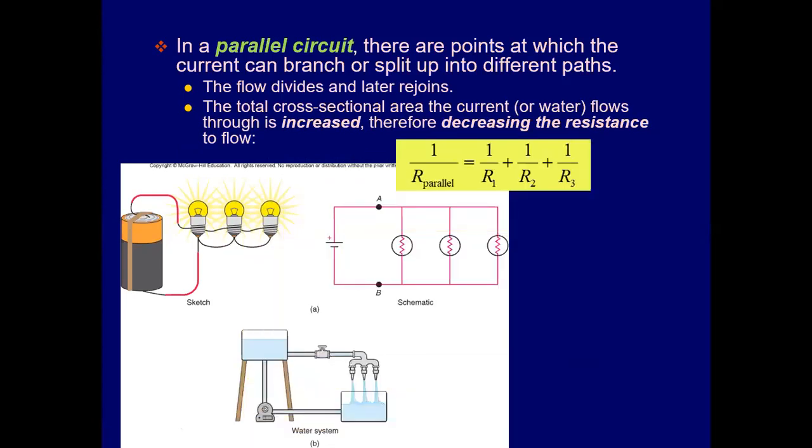Now, here, this is how we can calculate the total resistance of the circuit, because these components are connected in parallel. So 1 over R parallel, I mean 1 over the total resistance of the circuit, is equal to 1 over R1 plus 1 over R2 plus 1 over R3. If you remember, in the series circuit, it's R1 plus R2 plus R3, right? Now here it is different. It's 1 over R total is equal to 1 over R1 plus 1 over R2 plus 1 over R3.